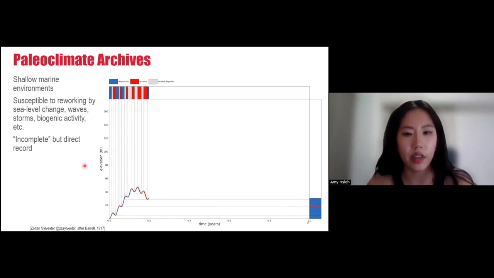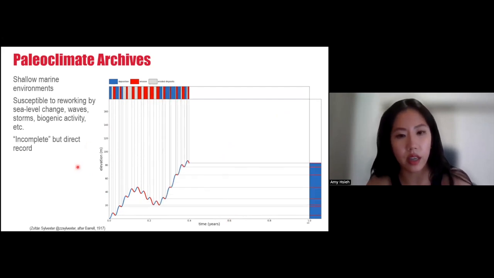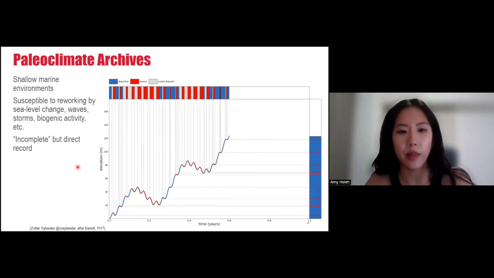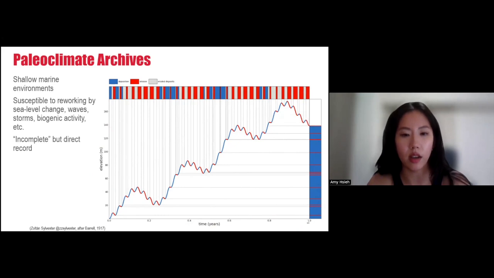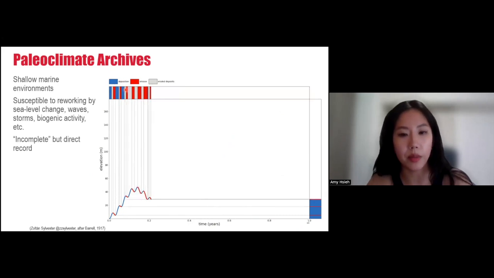So here we have elevation on the y-axis, which we can consider as accretion of sediment, and basin subsidence. And then this is over time in years on the x-axis. And we can see that only a small fraction of the sediment that is deposited is preserved, and this is shown by the blue. But the record is largely made up of gaps and reworked sediment, shown by the red and the gray.